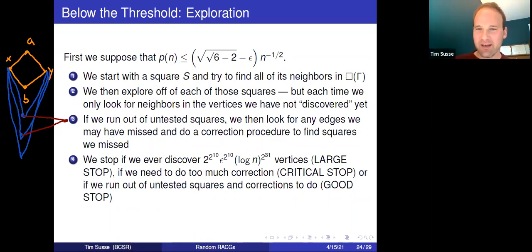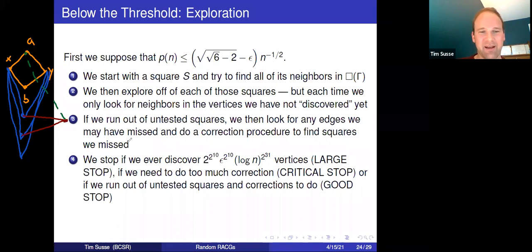But if we run out of untested squares, we may have missed some edges along the way because we didn't really care that much about any edges between vertices that we found. We only cared about common neighbors, but maybe this vertex here is joined to A. And maybe that creates some new square that we didn't know about before. And so we have some sort of correction procedure that we have to do to find any potential squares that we missed.